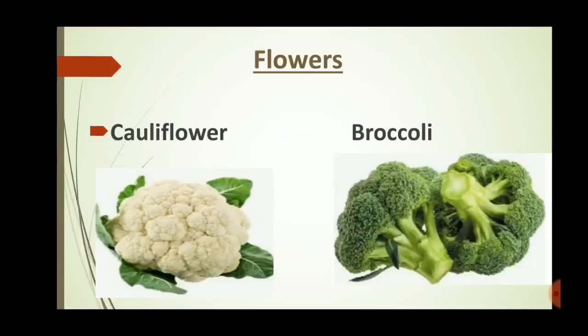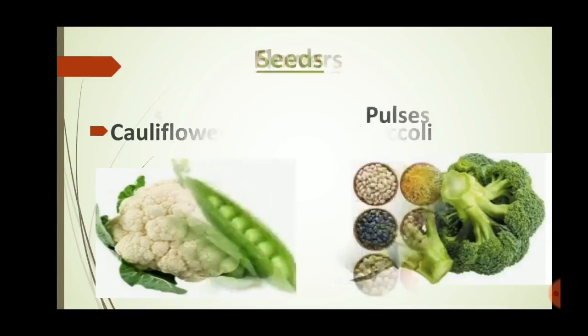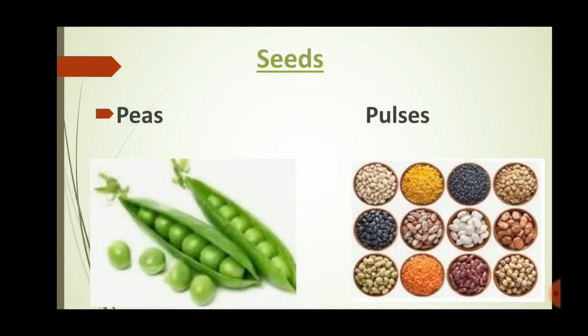Similarly, cabbage, lettuce, spinach, coriander, mint and fenugreek are the leaves of plants which we eat. Cauliflower and broccoli are the flowers of plants, and peas and pulses are the seeds of plants which are eaten as food. Cereals or grains such as wheat, bajra, rice are also the seeds of plants which are used by people as food.